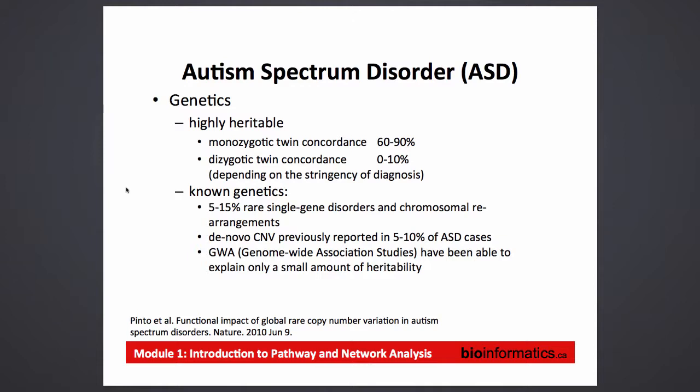Here's a bit of a longer motivating example: how to characterize the genetics of autism spectrum disorder. This was a paper where our lab collaborated in the analysis. Autism spectrum disorders, or ASD, are highly inheritable disorders. In monozygotic twins, they share a diagnosis in 60 to 90% of cases, depending on the stringency of the diagnosis. About 5 to 15% are known to be single gene disorders and chromosomal rearrangements.